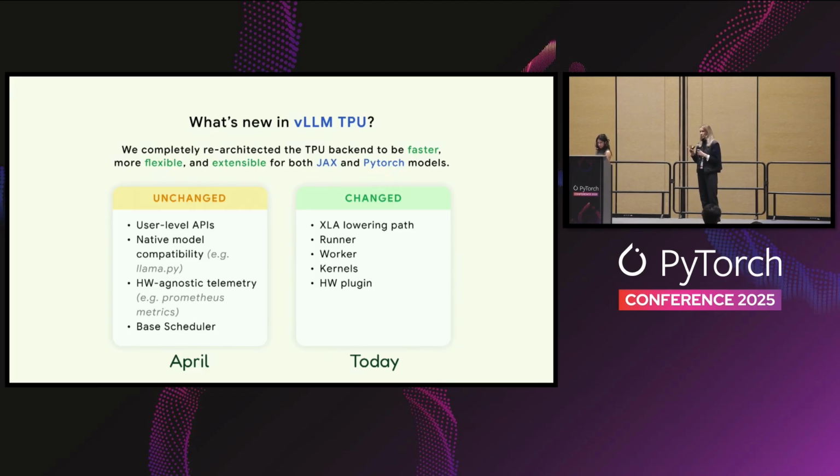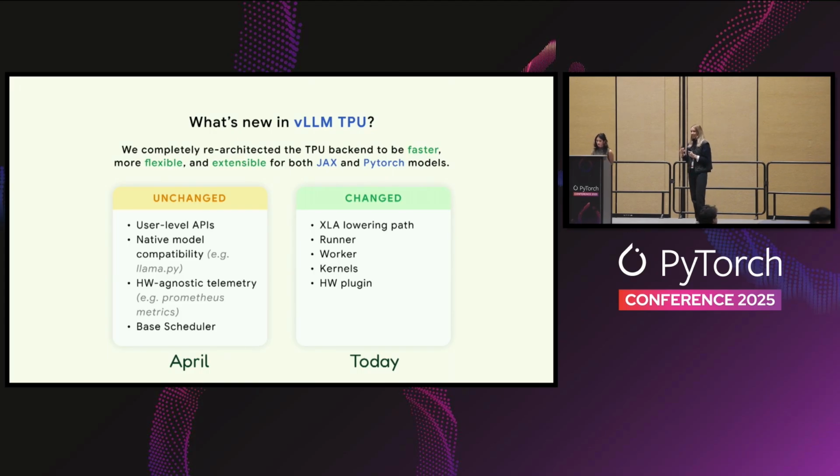Interfaces, we wanted to retain those as well. We wanted to retain the ability to run the upstream vLLM model natively on TPUs without making any code changes. And we also wanted to retain the hardware-agnostic telemetry so that it made it really easy for users to move their vLLM workloads across different hardware backends without being too concerned about load balancing or whatnot. And then the base scheduler, we wanted to keep that because it was a really critical part of the first implementation. But other than that, we really changed almost everything else.